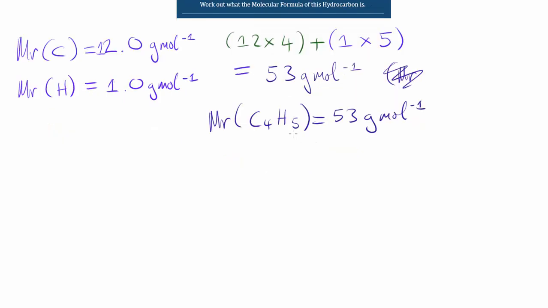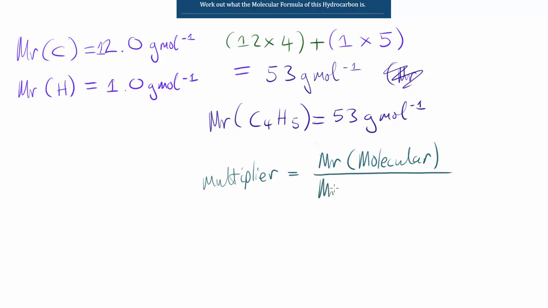What's the multiplier? Now the formula I'm going to use for determining the multiplier is, and this is going to be critical when we're scaling up, the multiplier is equal to the Mr of the molecular formula, but I would just write Mr molecular, divided by the Mr of the empirical.